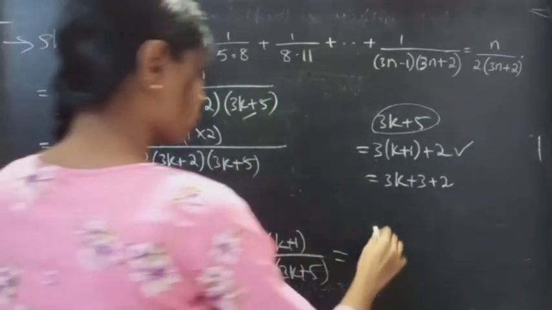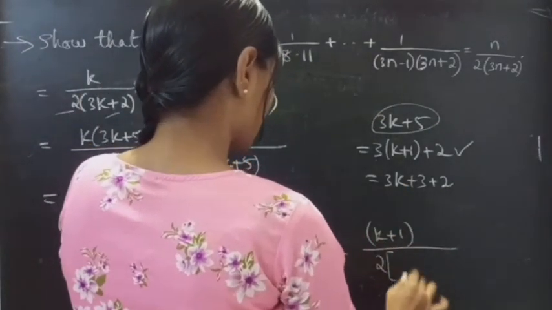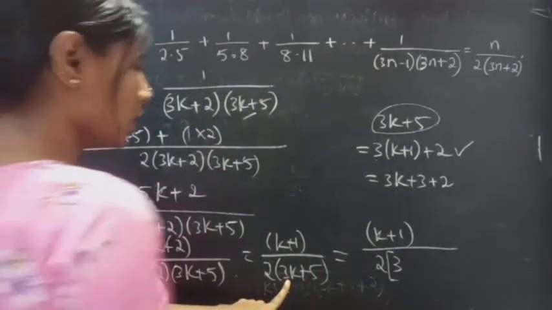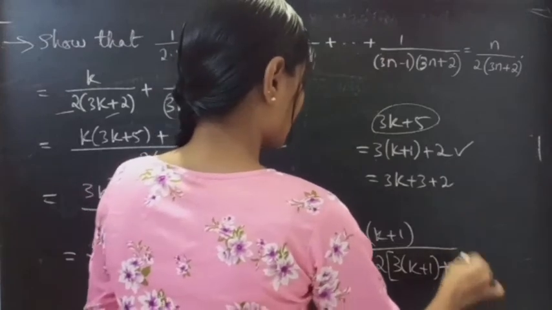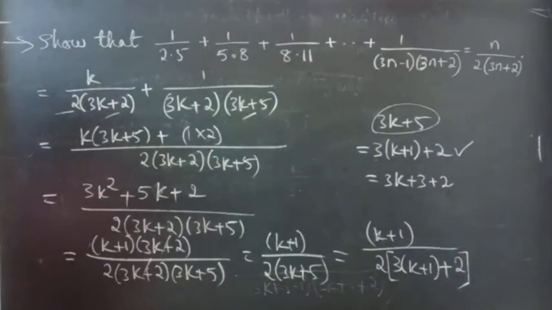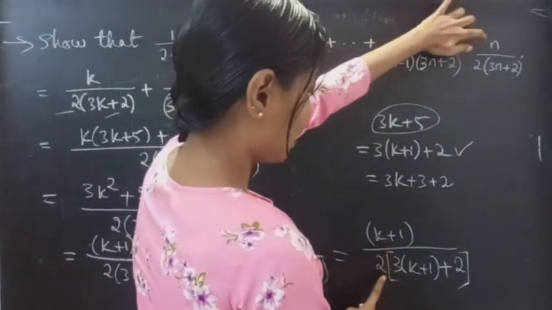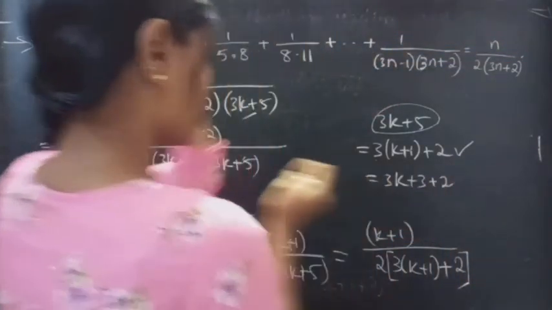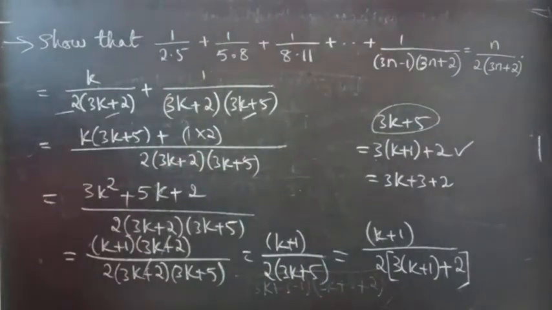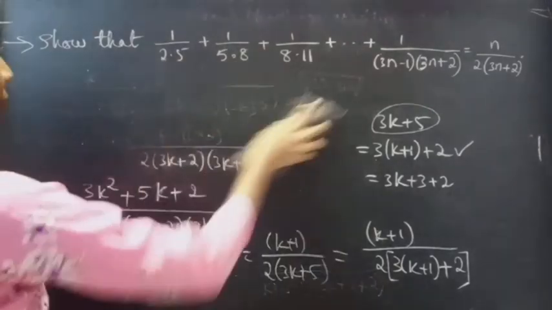So this equals k plus 1 by 2 times 3 into k plus 1 plus 2, which is our RHS for n equals k plus 1. See, n by 2 times 3n plus 2 for n equals k plus 1. So from this we can say that P of k plus 1 is true.